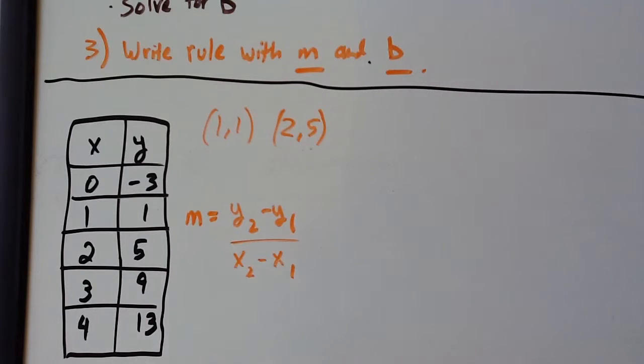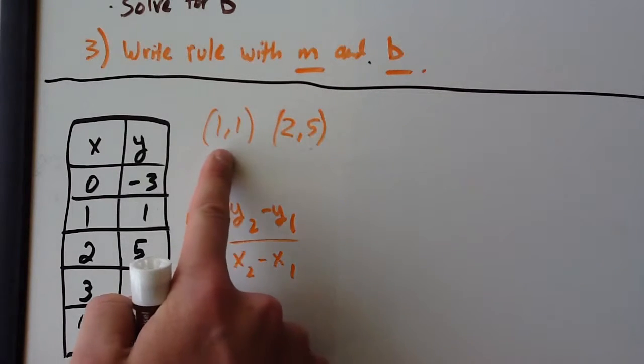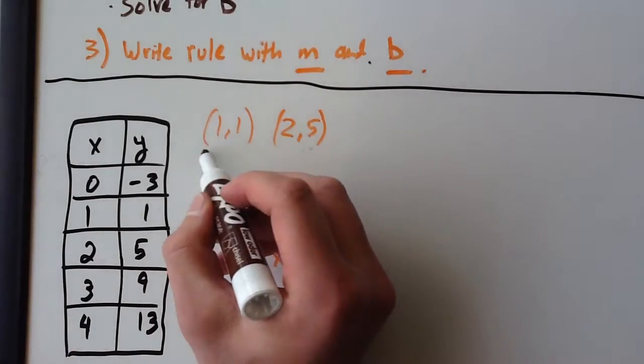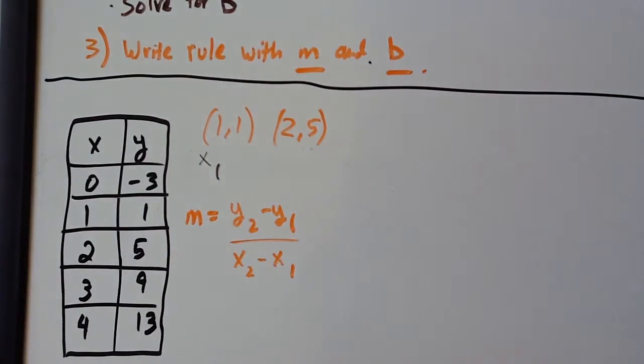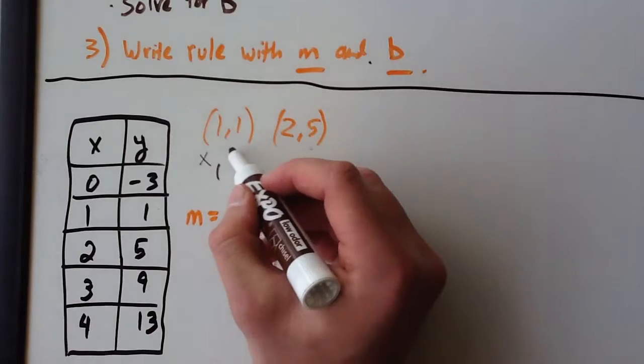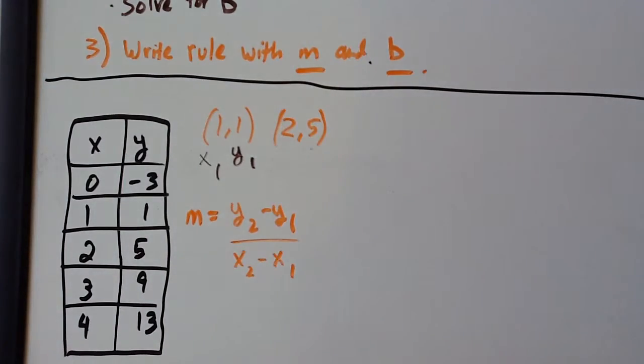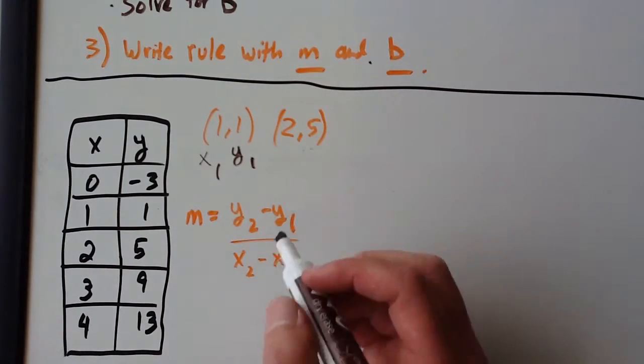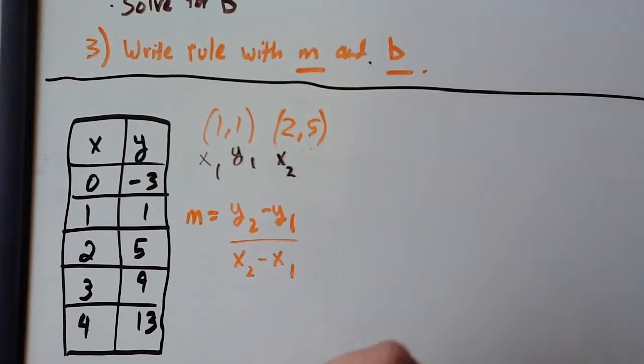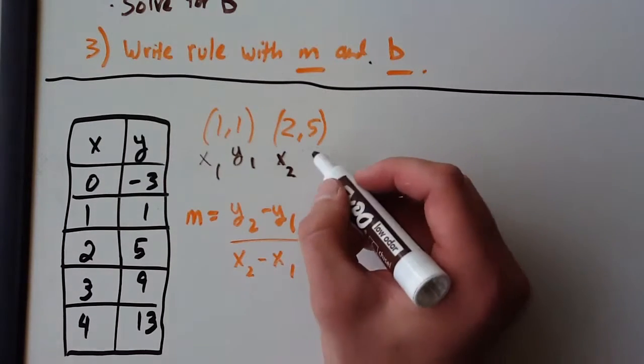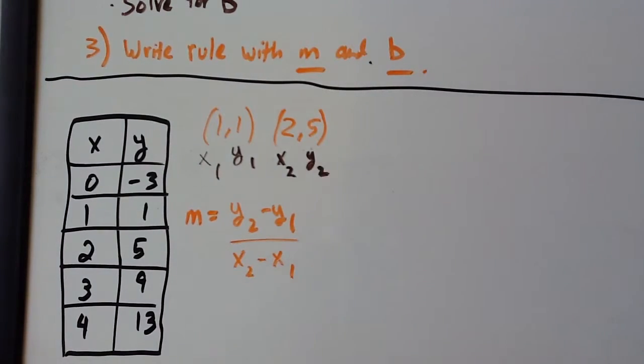Now all I'm going to do is label which one is x sub 1, x sub 2, and y sub 1, y sub 2. Now this is my first ordered pair, so I have x sub 1, which is the first x value, and y sub 1, which is the first y value. This is my second ordered pair, so this is x sub 2, my second x value, and this is y sub 2, my second y value.